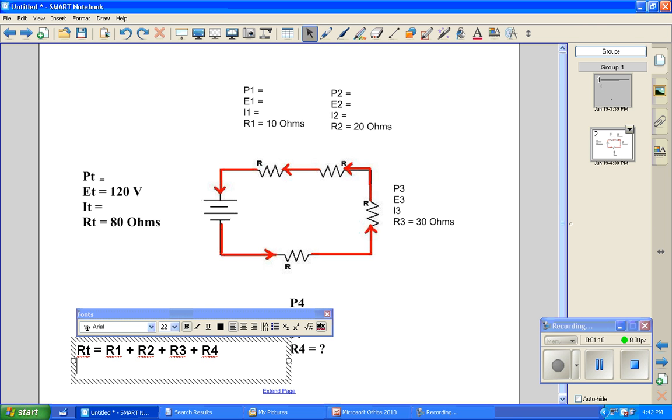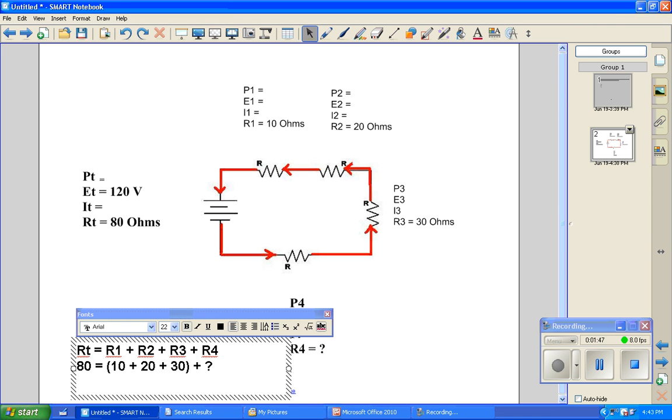And we know that RT is 80. And we know that R1 is 10 ohms. And we know that R2 is 20 ohms. And R3 is 30 ohms. Well, we can rearrange this, right? We can take everything on the right side that's a number and subtract it from both sides, right?